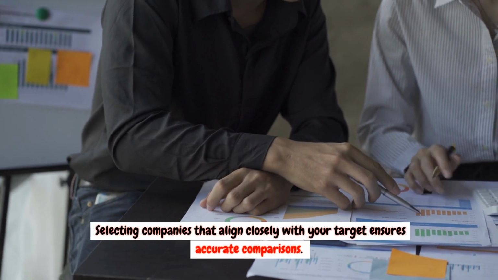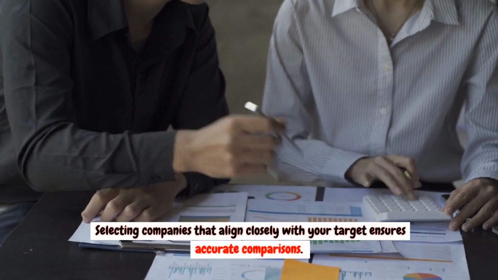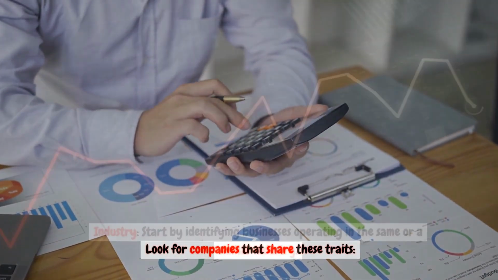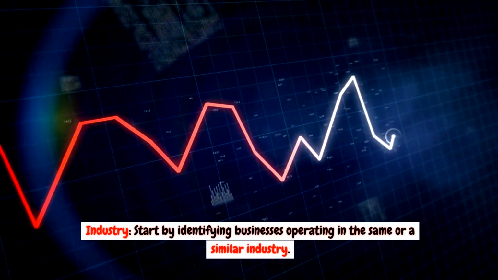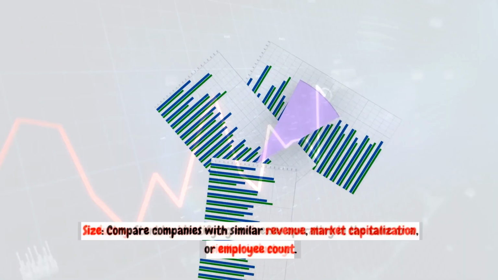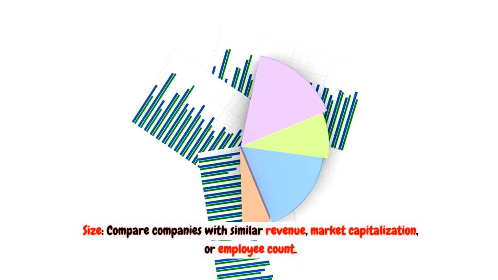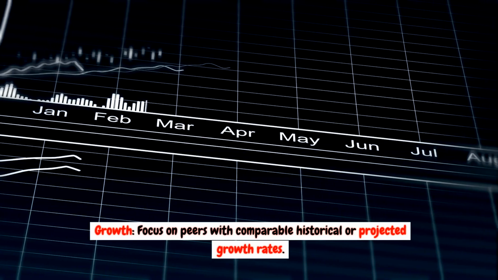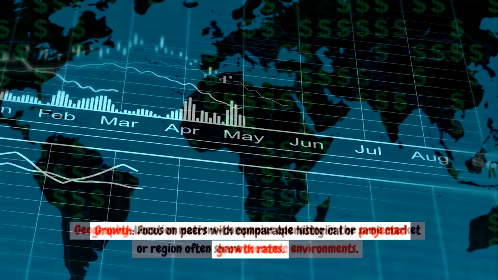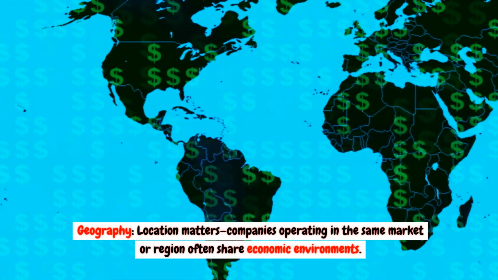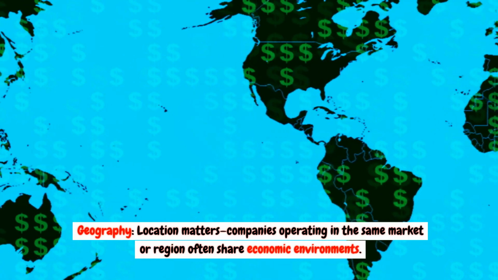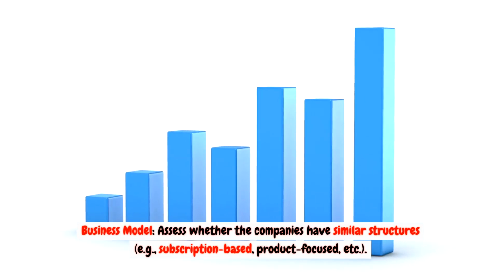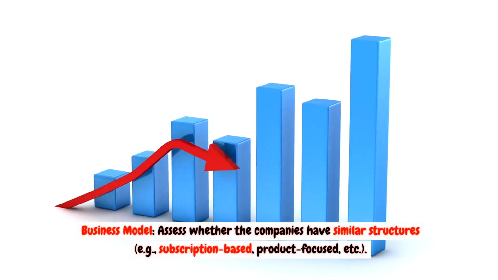Selecting companies that align closely with your target ensures accurate comparisons. But how do you choose the best matches? Look for companies that share these traits. Industry. Start by identifying businesses operating in the same or a similar industry. Size. Compare companies with similar revenue, market capitalization, or employee count. Growth. Focus on peers with comparable historical or projected growth rates. Geography. Location matters. Companies operating in the same market or region often share economic environments. Business model. Assess whether the companies have similar structures, e.g., subscription-based, product-focused, etc.